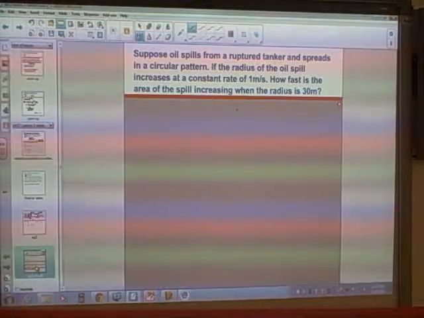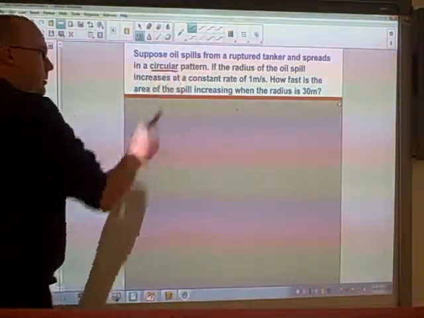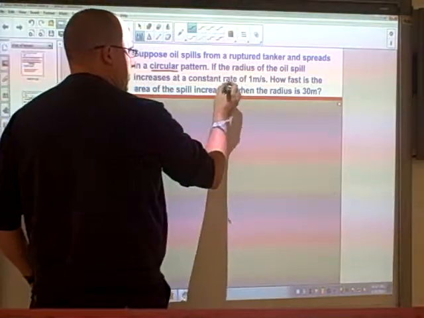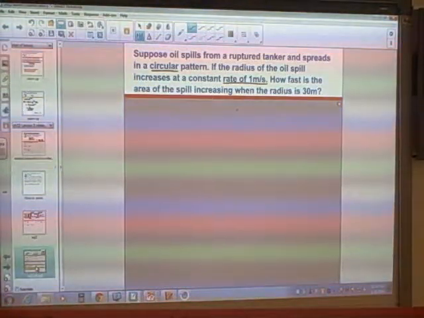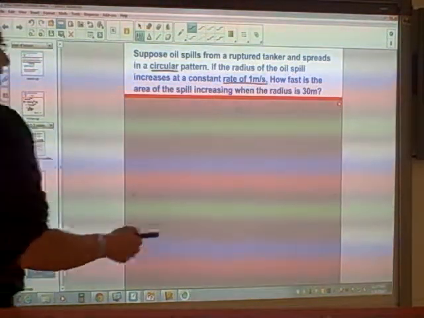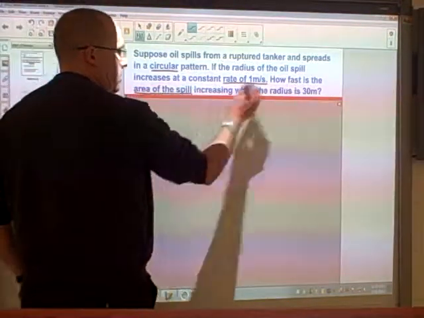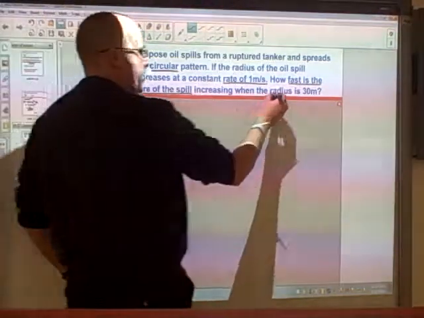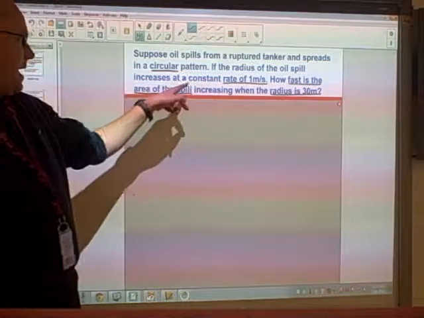Oil spill. Suppose an oil spill from a ruptured tanker spreads in a circular pattern. So we know we're looking at circles here. If the radius of the spill increases at a constant rate of what? Also look for rates. That's another suggestion this is going to be a differential equation. How fast is the area of the spill increasing? So that's another rate question. When the radius is 30 meters. So how fast is the area increasing?